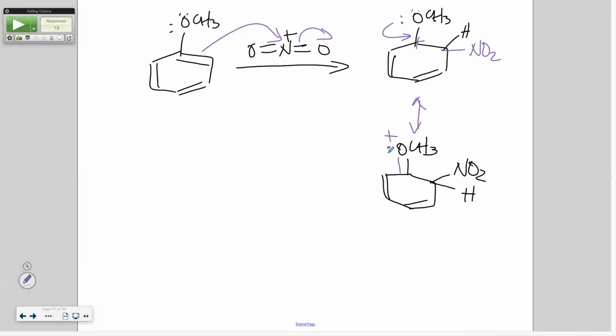Okie dokie. So are you seeing the different ways? It doesn't matter what the electrophile is. You could just write E plus for all of them. And it all works the same for every one of them. That's why we did all the reactions first.